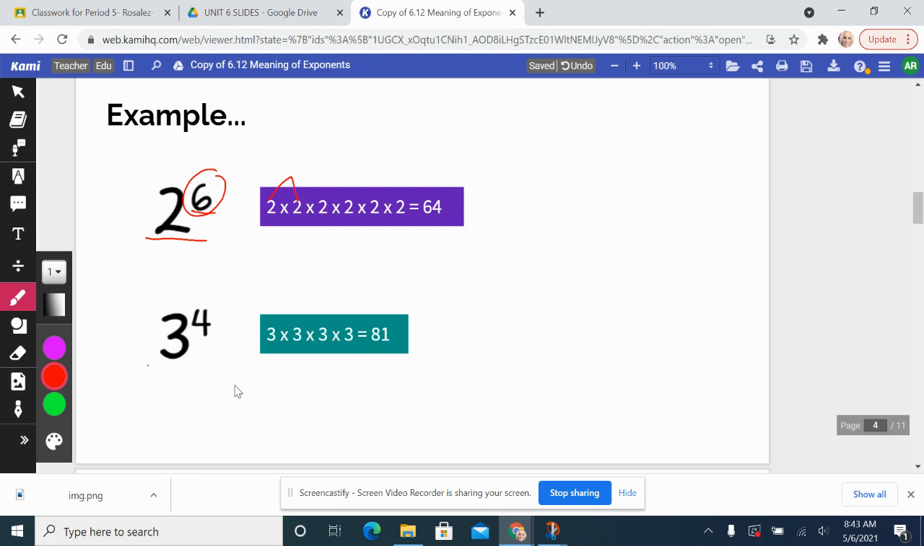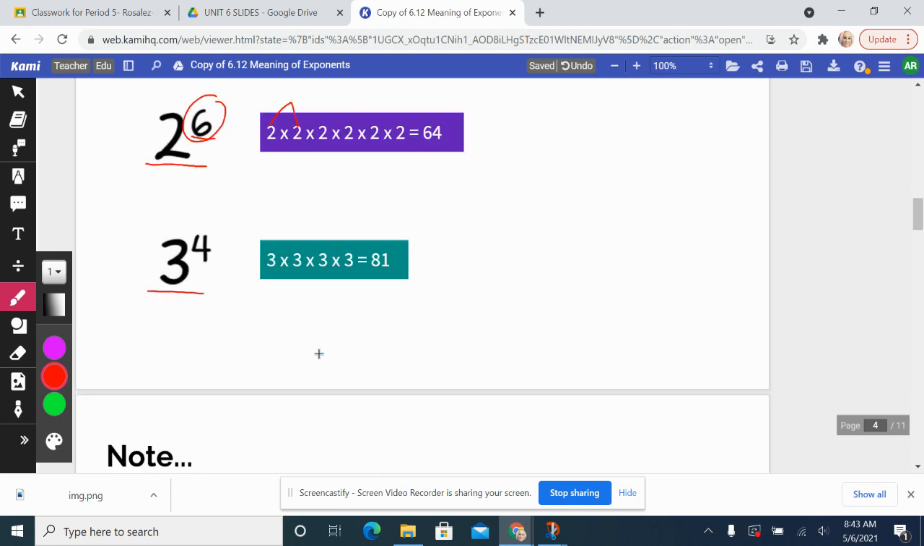And then we have this example, 3 to the 4th, we would say it like that, which technically means we're going to multiply 3 to itself 4 times, right? So 3 times 3 times 3 times 3 is 81. And that's it. That's what we're doing today.